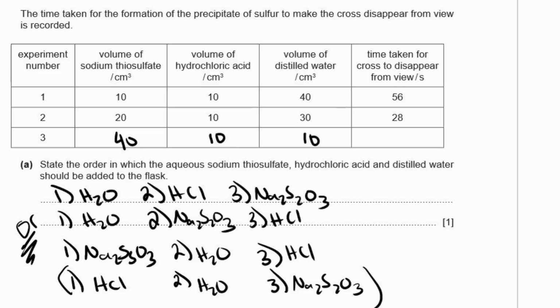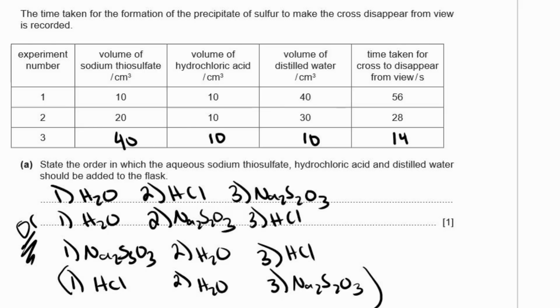Well, obviously this one has to be 10. If you double the concentration of the reactant, but keep the other reactant the same, then you're going to halve how long it takes for the reaction to happen. So 28 seconds will go to 14 seconds.